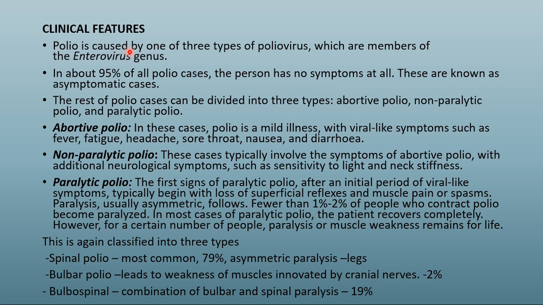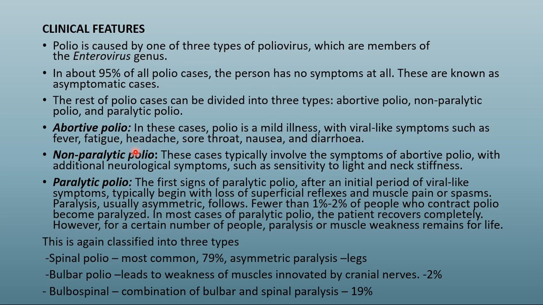So coming to the clinical features, we have three types of polioviruses, type 1, type 2 and type 3. And out of all the cases, in 95% of polio cases the person has no symptoms at all, and those are called asymptomatic cases. But the rest of the cases are classified into three types, that is abortive polio, non-paralytic polio and paralytic polio. So before these three conditions, we'll have a short note: up to 95% of the cases, as I said, are not going to have any symptoms, and they are just shedding the virus in their stool and are able to transmit the virus to others. So these are what we call asymptomatic cases.